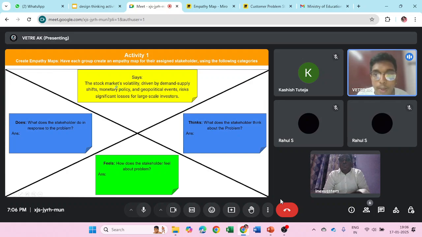Sir, actually we haven't completed it fully, but in the sales column, here we have put the main problem statement, sir. The stock market's volatility driven by demand supply shifts, monetary policy, and geopolitical events, with significant losses for large scale investors. This is one of the main problems that we faced. That is one of the main problem statements that we discovered by discussing among the three of us, and we added it in the sales column.